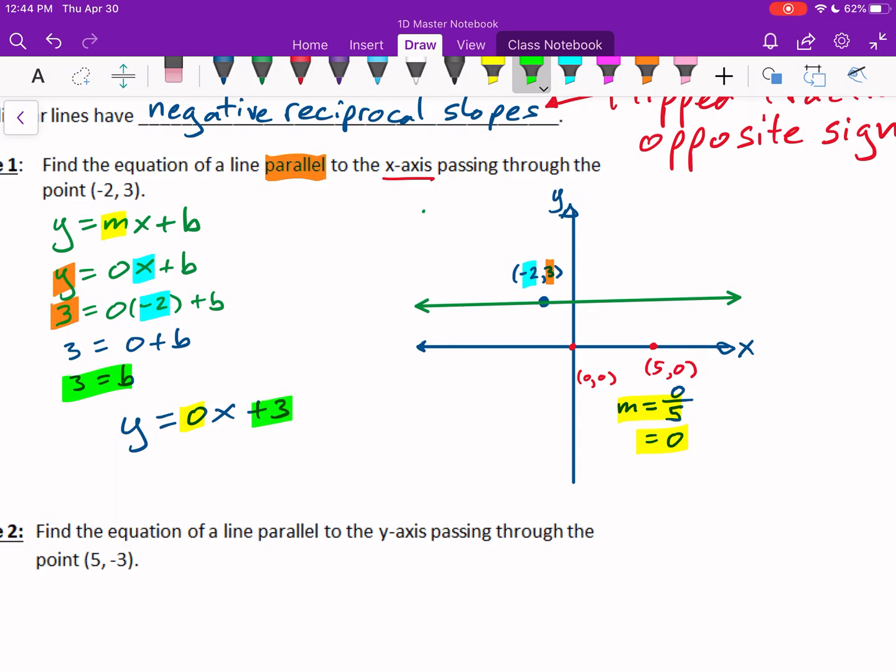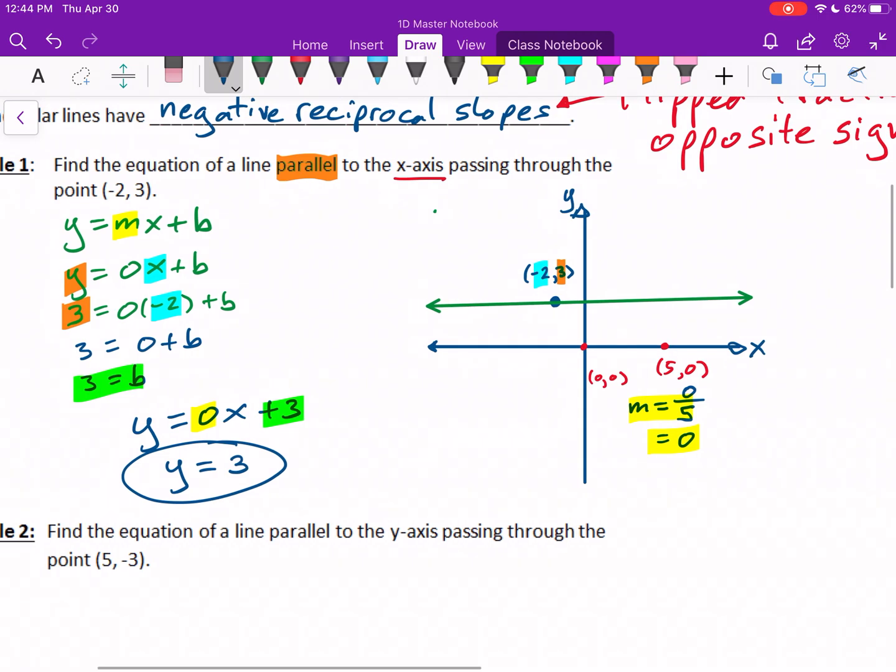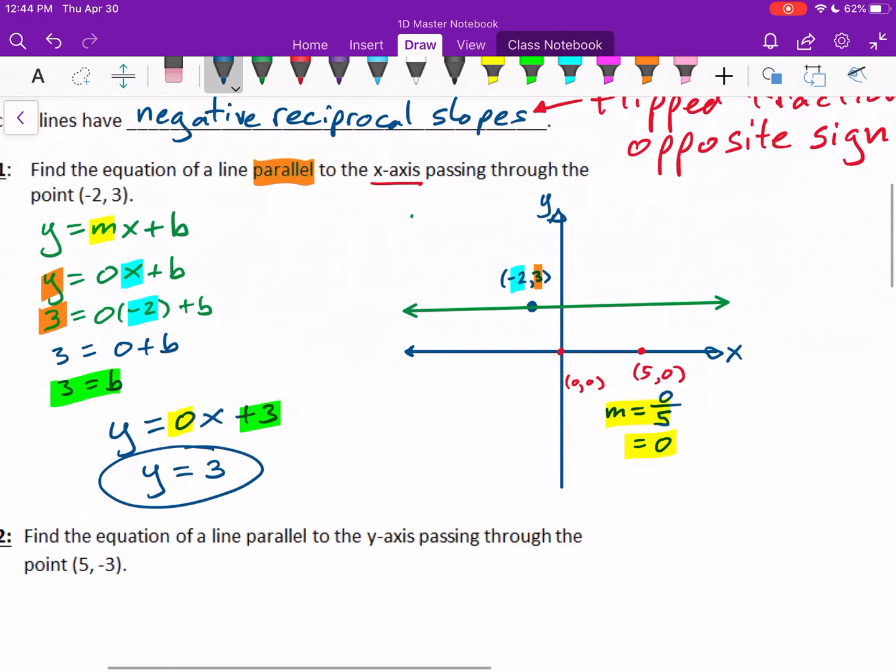So y equals 0x plus 3, but that might strike you as unnecessary to write 0x down, because why do I need to write down something that's not there? And you'd be absolutely right. A more simplified version of this same equation would just be y equals 3. That would be the equation of that green line. Let's wrap our heads around that for a second. y equals 3, what does that mean?